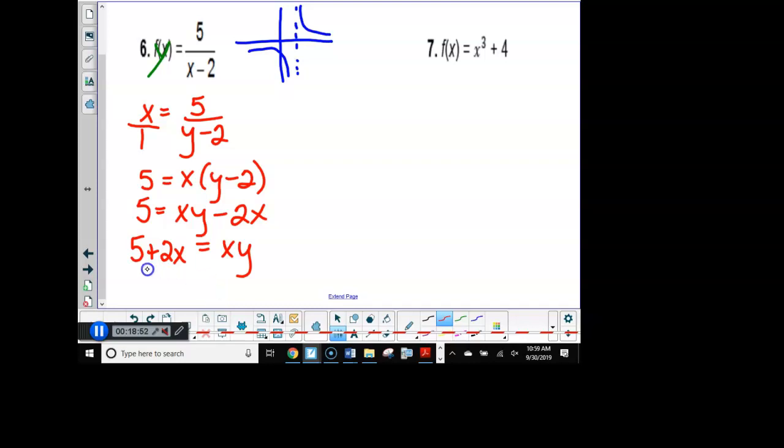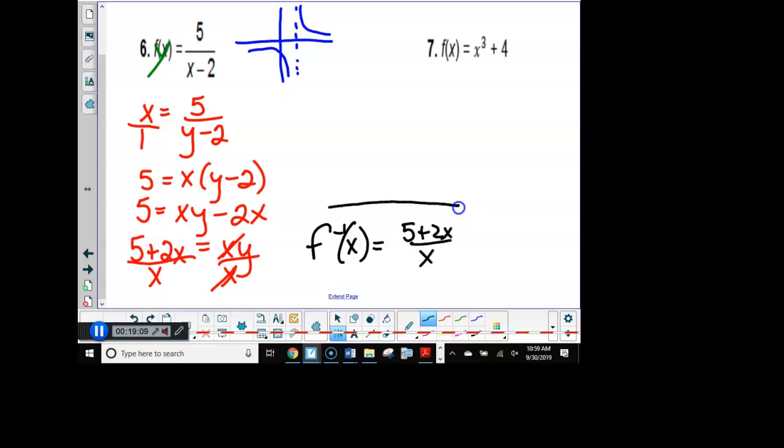And then divide by x. And then we can replace y with this notation. That's supposed to say to the -1 up there. Sorry, looks kind of messy. All right, which there would be an asymptote up here at 2. Yeah, I don't want to try to sketch that one.